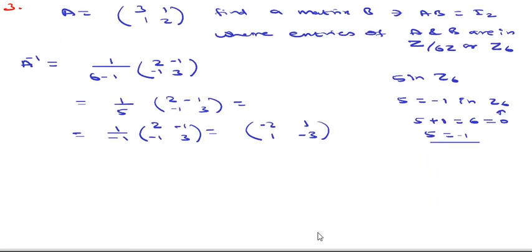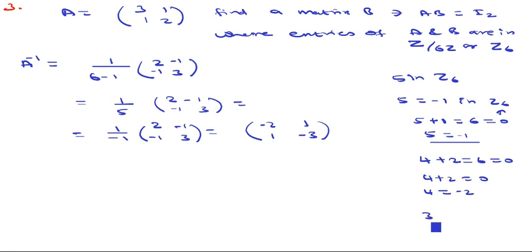Now we need to find the value of minus 2 and minus 3 in Z6. Similarly, 4 plus 2 equals 6, and 6 is equal to 0 in Z6. Therefore 4 plus 2 equals 0, so 4 equals minus 2. This implies minus 2 equals 4. Similarly, 3 plus 3 equals 6, and 6 is equal to 0 in Z6. Therefore 3 is equal to minus 3. So minus 2 is replaced by 4, and minus 3 is 3.